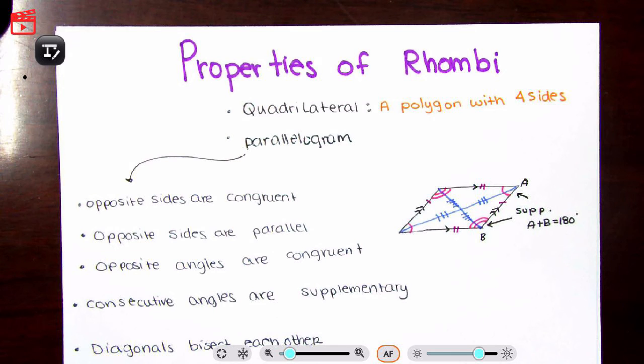In this video, we are talking about the properties of rhombuses or rhombi. Now, a rhombus is a quadrilateral. What that means, it is a four-sided shape. And all of the properties that we've learned previously for parallelograms are included in a rhombus. So think of a rhombus as a special type of parallelogram.